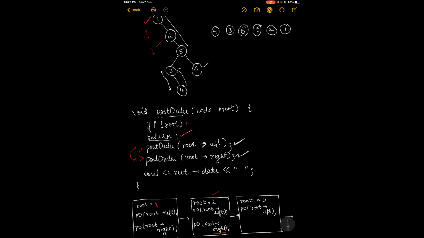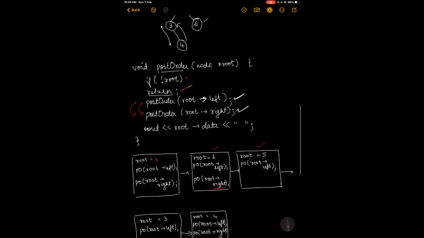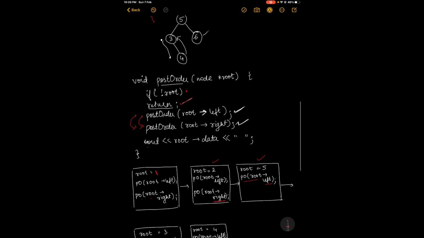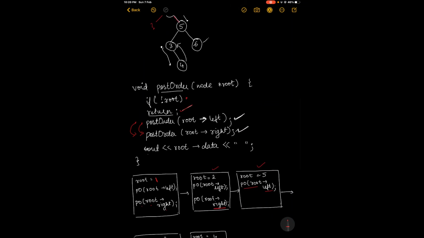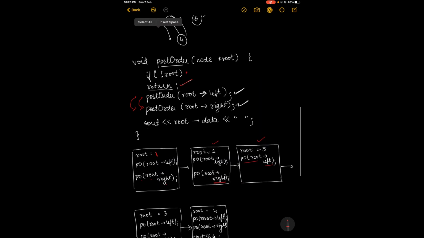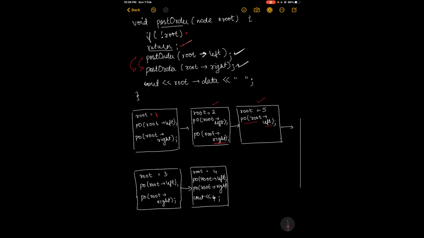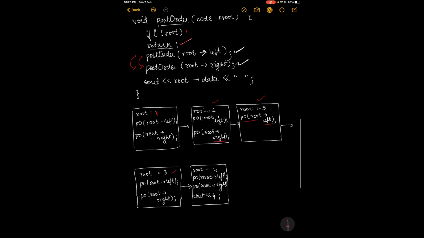So now our root will be equal to 5 because the right child of 2 is 5, and now it will be passed into the function again as the root. So root is equal to 5 and this block will be executed now. So post order root left. So as you can see, 5 has a left child, which is 3. Now that will be passed into the function as the root.